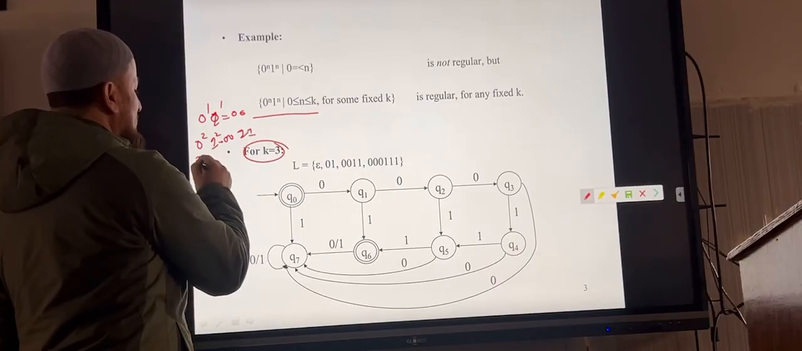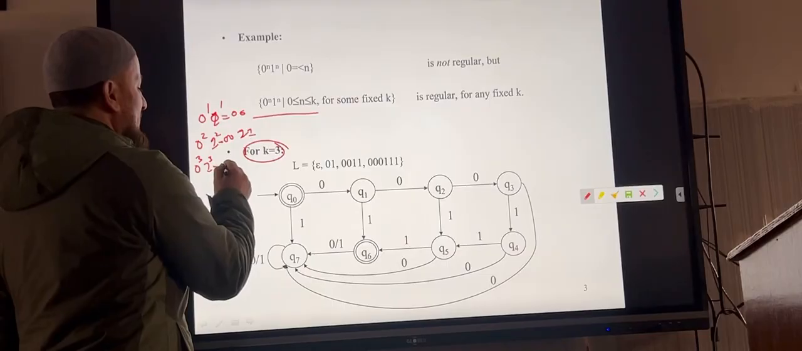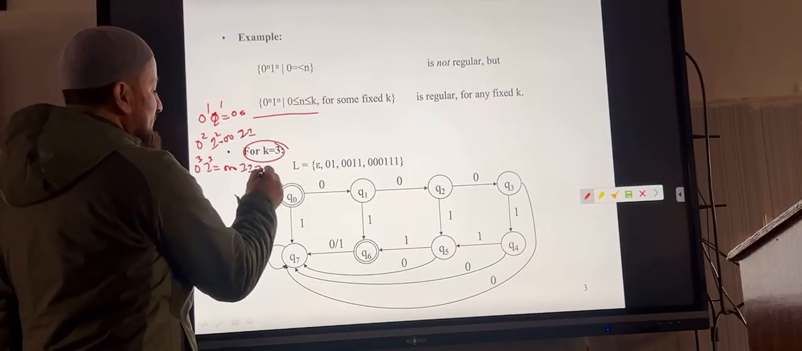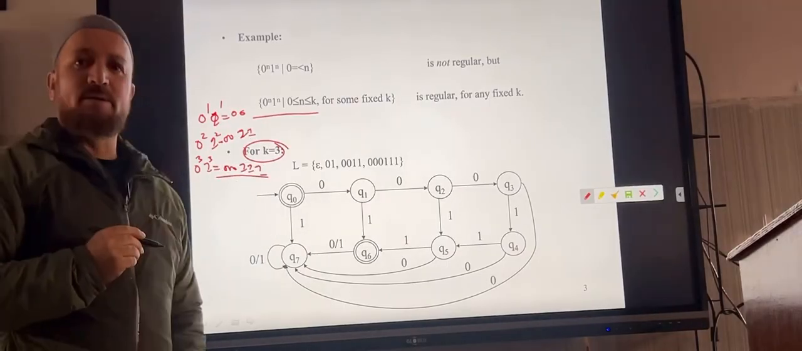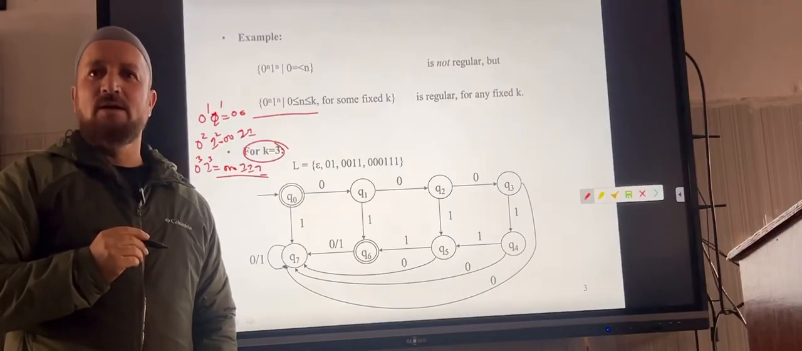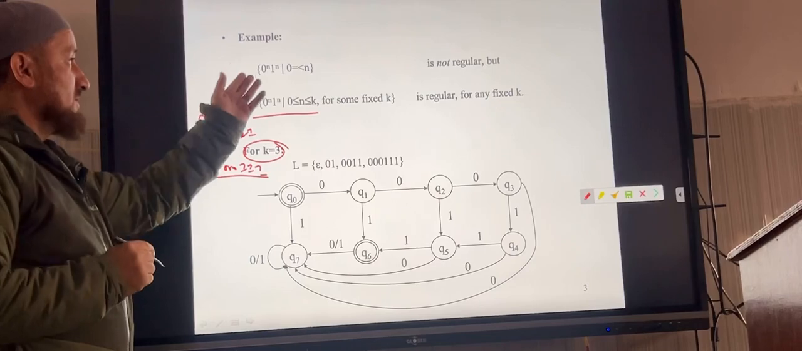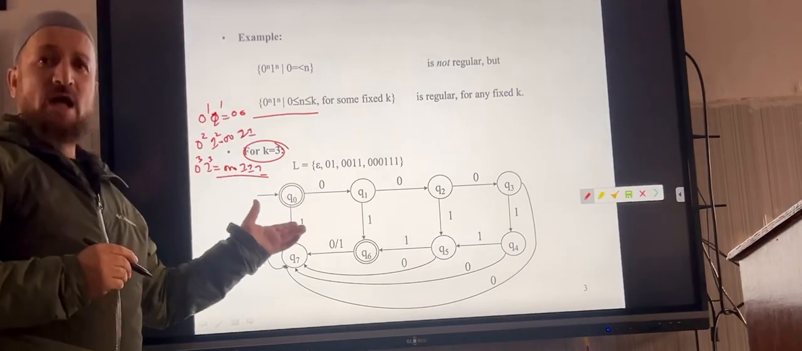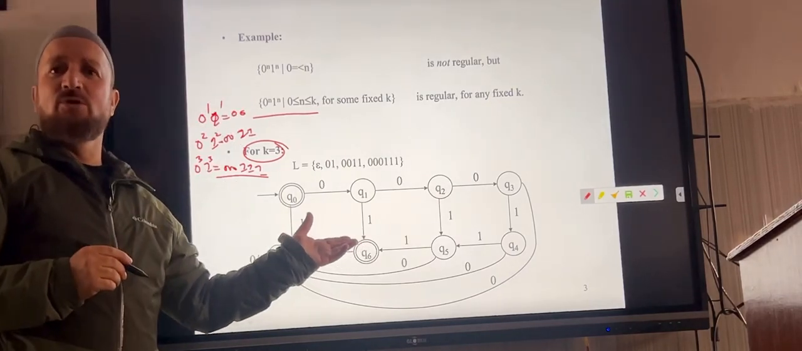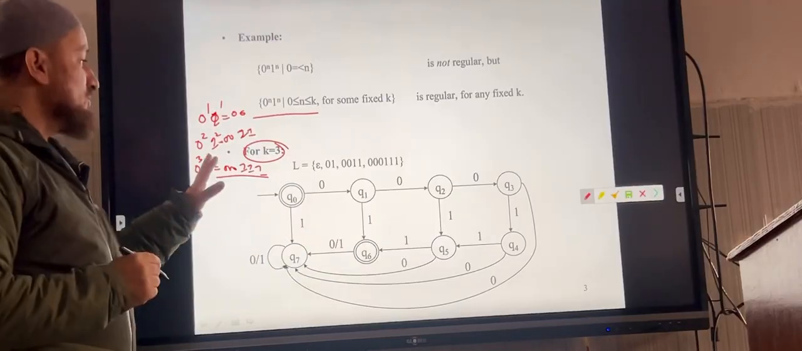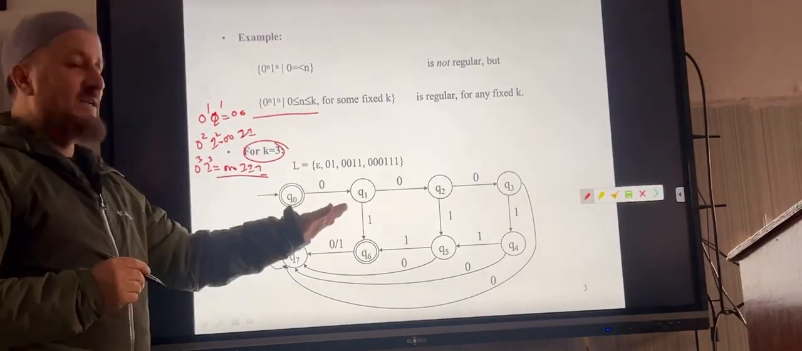So if it is 0 raised power 3, 1 raised power 3, so we have triple 0 triple 1. If this is the language, I have to accept it, right? Now imagine if we want to do it n times. We would need a tremendous number of states, which is not possible to design in the DFA. Now let us try to see how we can do this in the DFA.